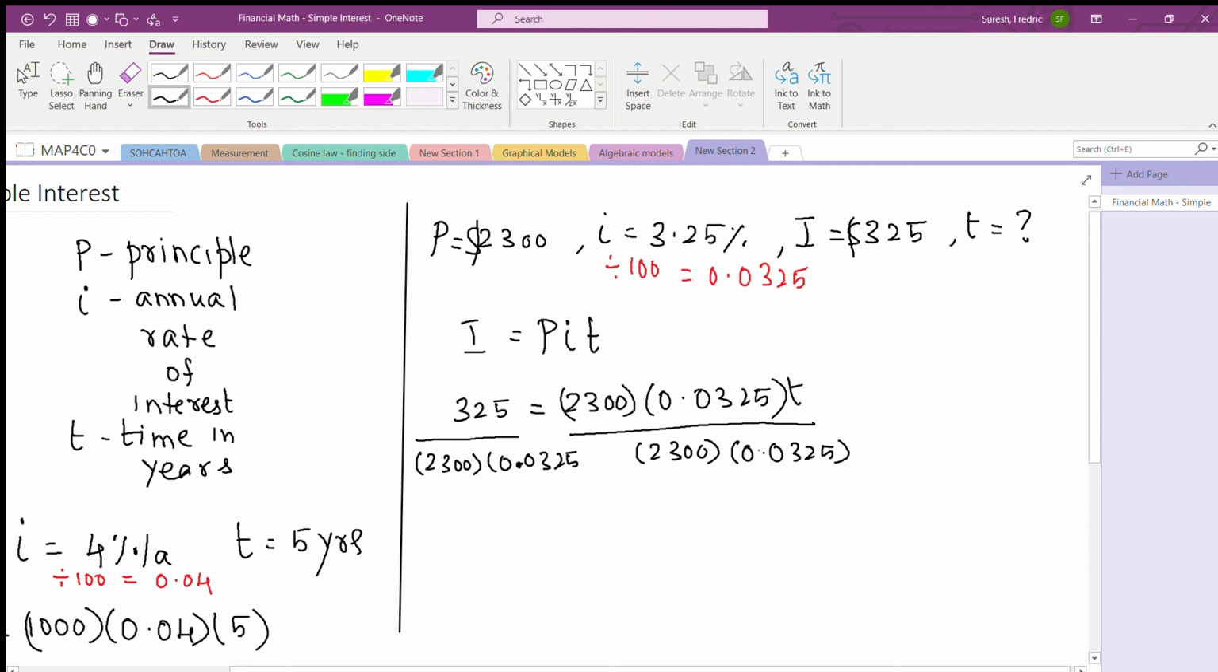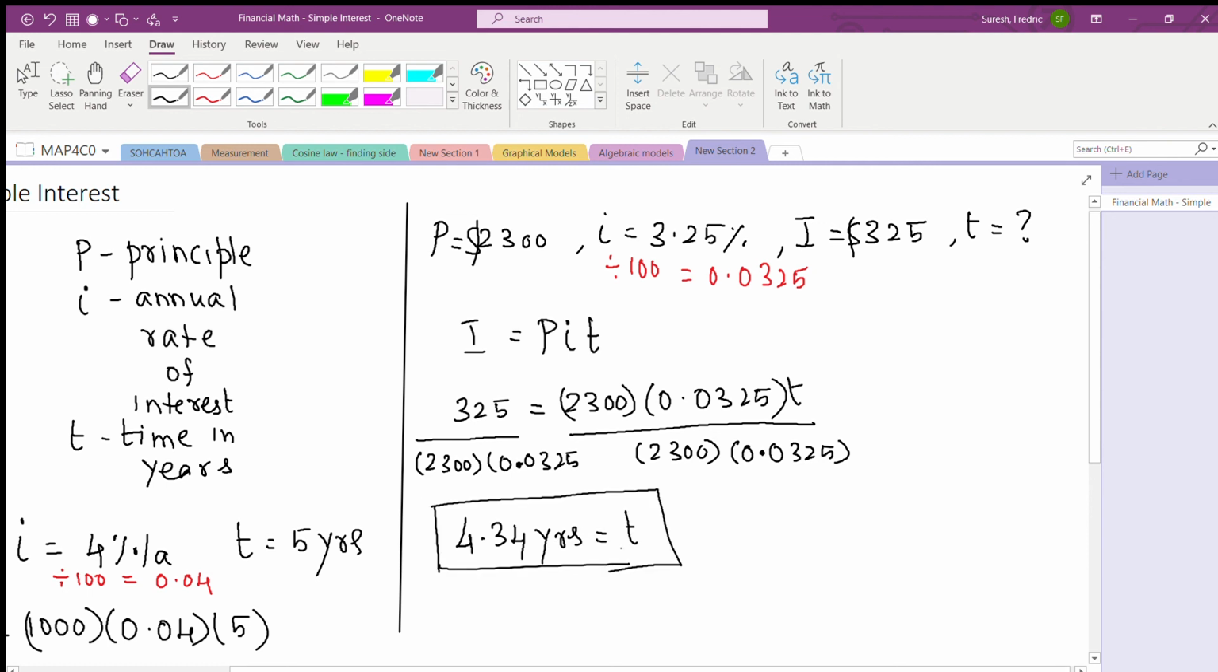Okay, so I'm going to put this into my calculator. What do I have? 325 divided by 2,300 and divided again by 0.0325, and the number I get is 4.34. So 4.34 years, and that is the time you had borrowed this money.